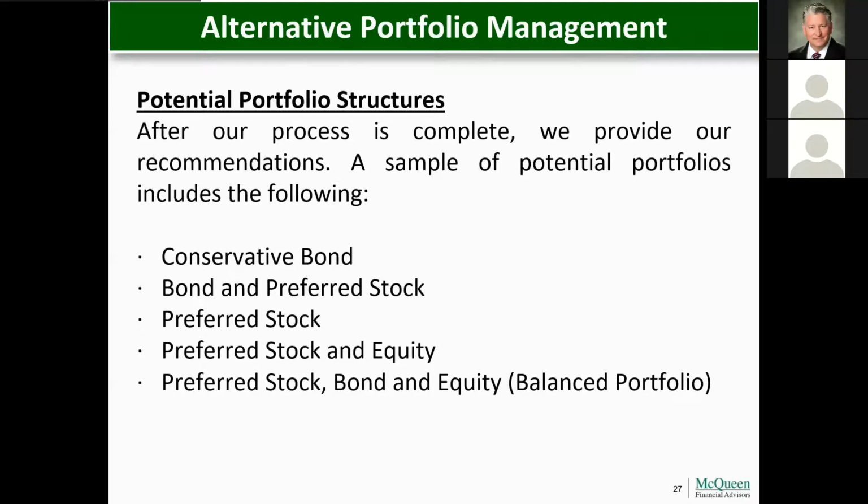Okay, so let's talk about some different structures. So much customization ability here, but here's a couple different examples. You can have a portfolio that is literally just conservative bonds, right? Just conservative bonds, that's it. Or we can add a little preferred stock. Or maybe we remove the bonds and go into all preferred stock.